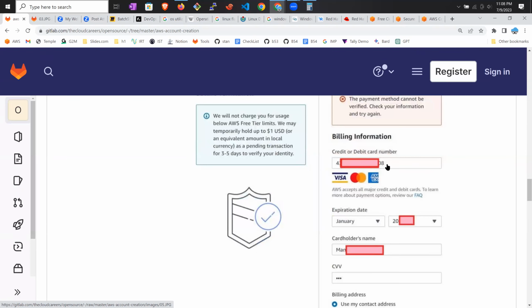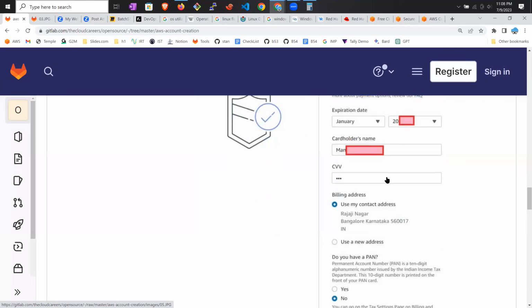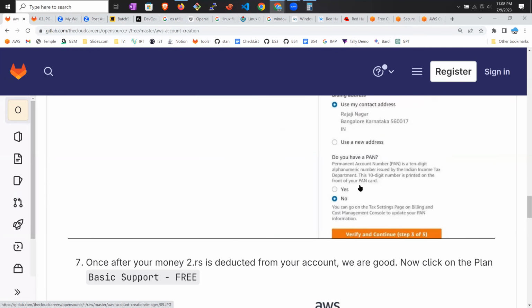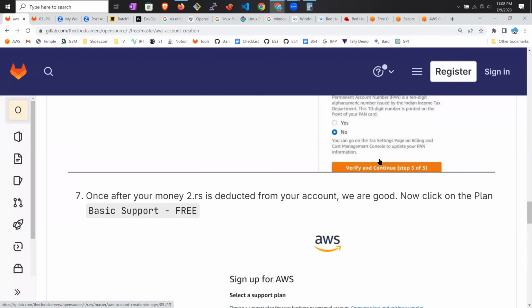You need to give your card expiry, the name of the card holder, the CVV, and then your username. If you're creating this account from India, it will ask you, do you have a PAN card? If you have a PAN card, say yes. If you don't, say no. But I prefer to give no. Then verify and continue. The moment you click verify, if you are using the card from India, you'll get an OTP to your mobile. You need to give it. It is 100% safe.